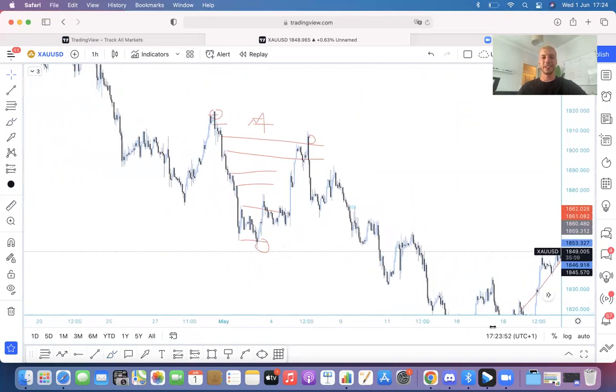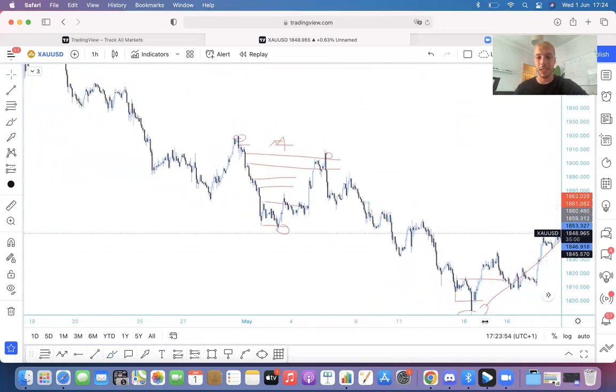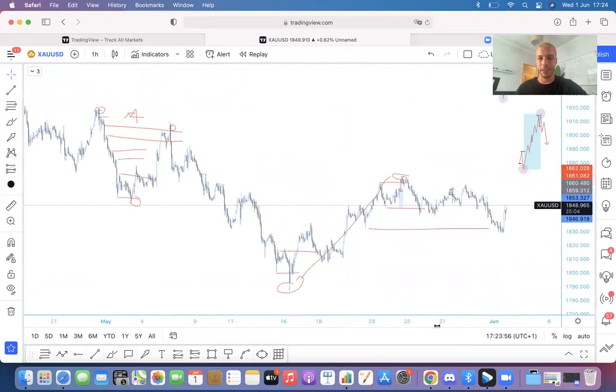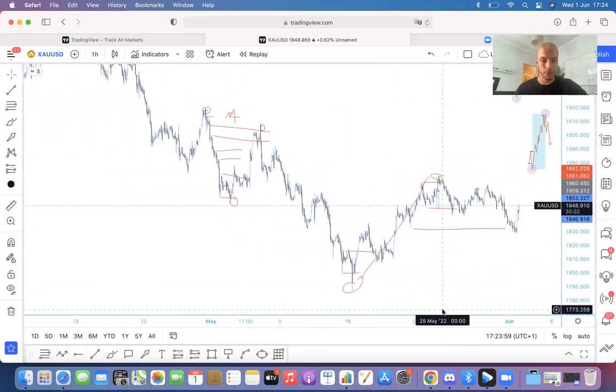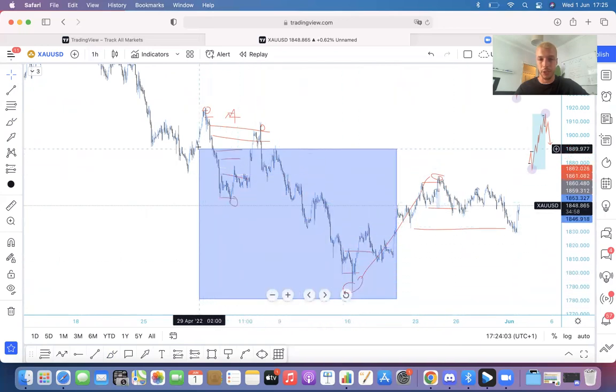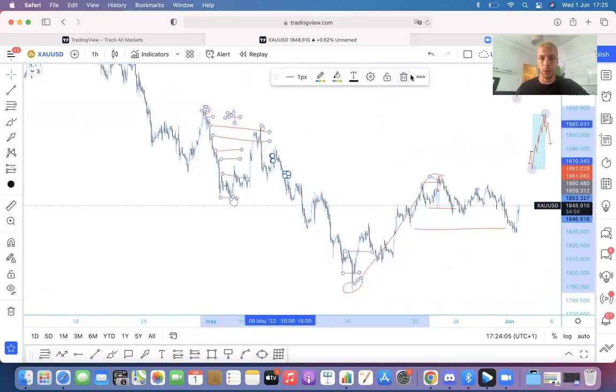Okay. I think it is a little bit more complicated than the concepts you are used to. But this is how the market moves. You need to understand trading ranges. You need to understand in which direction you want to trade.